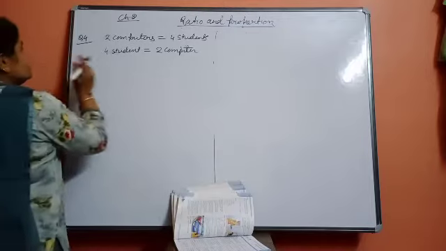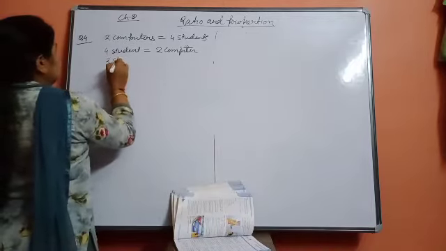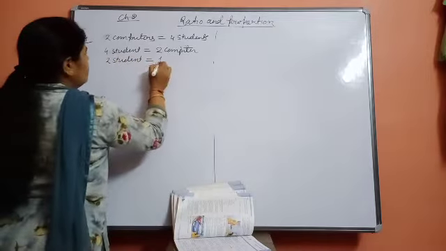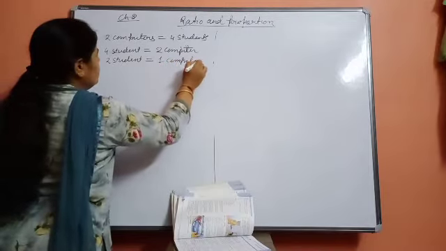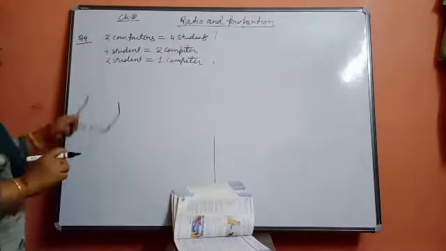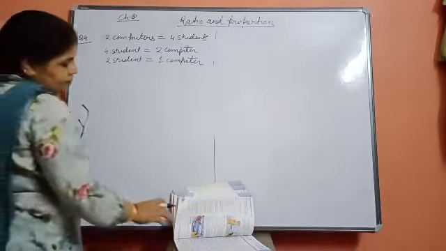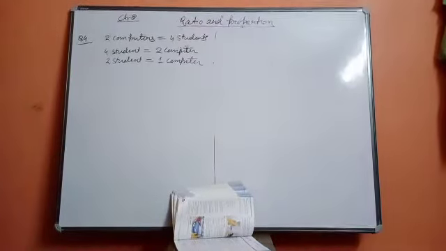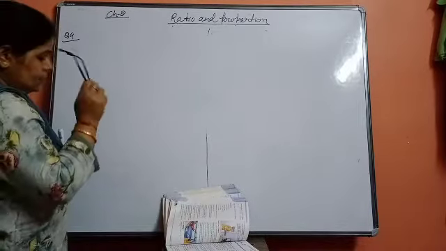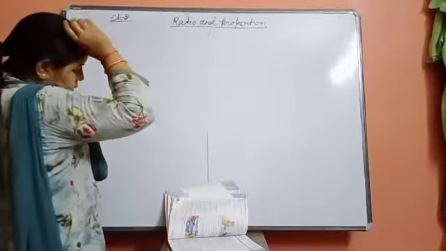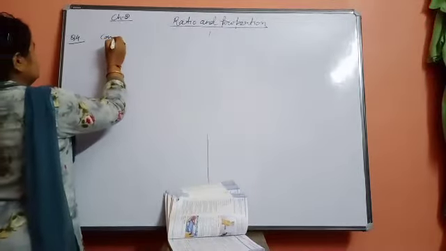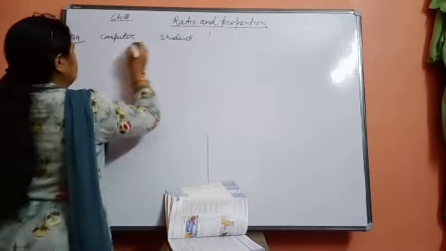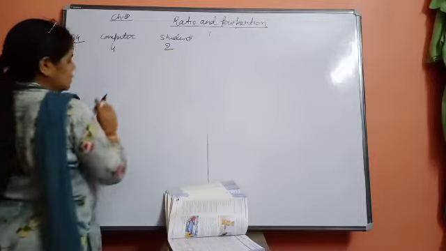So here I am writing 2 students is equal to 1 computer. It means 1 computer will be shared by 2 students. Beta, you can do this question like that also. You just write computer and student: 2 computers for 4 students. Now what is he asking?